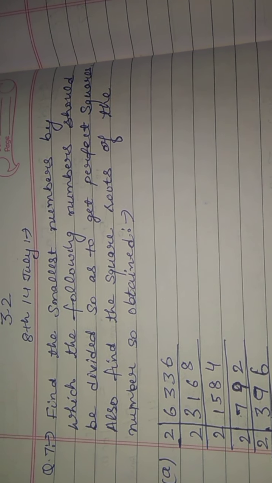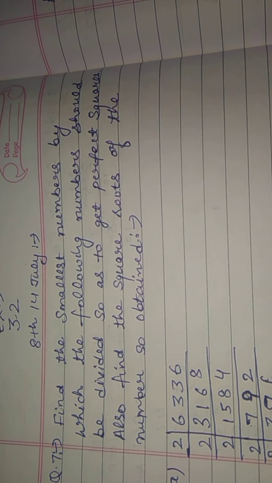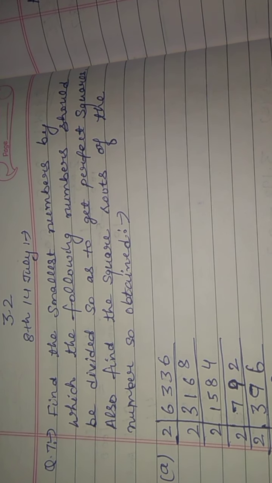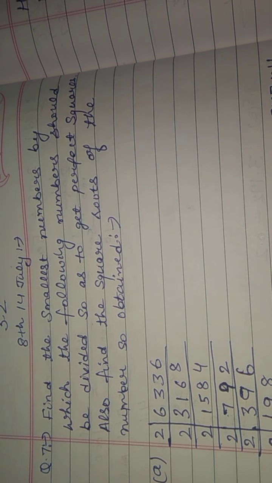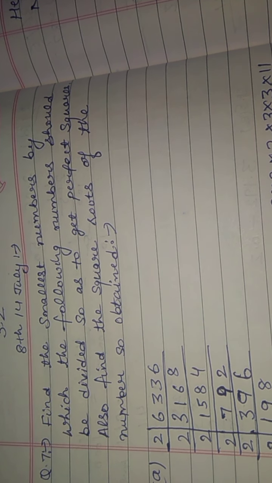Good afternoon, students. Today we will discuss exercise 3.2 and question number 7. Find the smallest number by which the following number should be divided so as to get a perfect square. Also find the square root of the number so obtained.